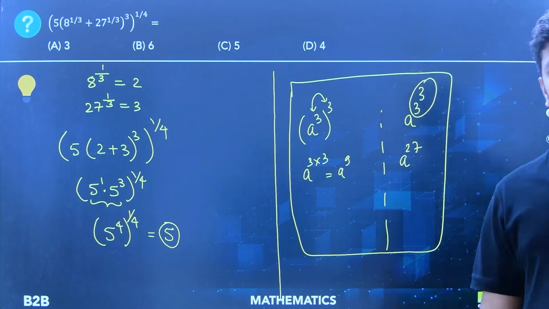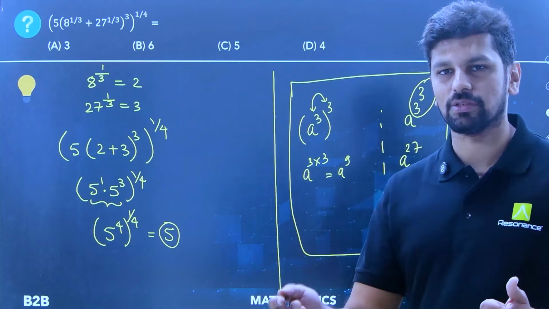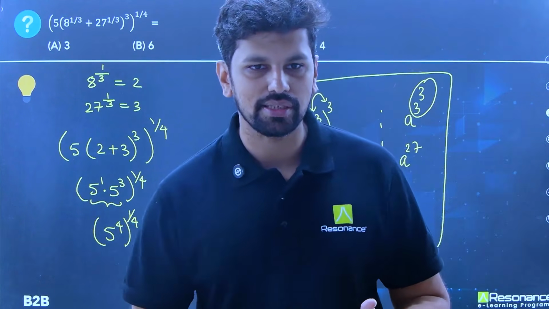3 to the power 3: 3 ones are 3. Then 3 into 3 is what? 9. 9 into 3 is what? 27.